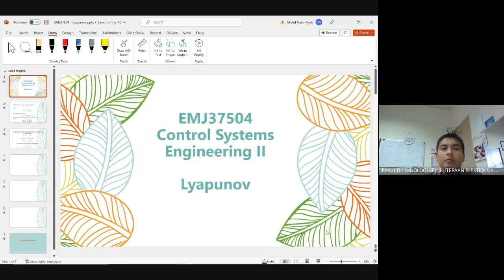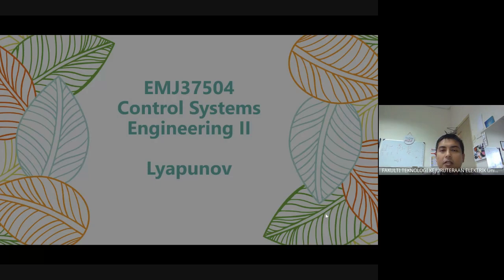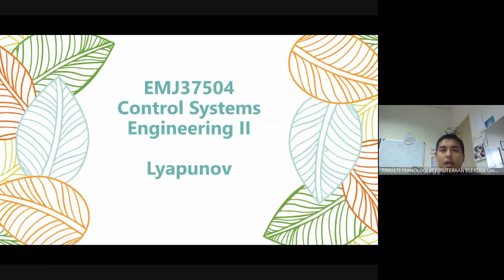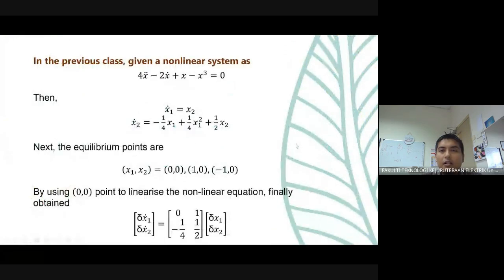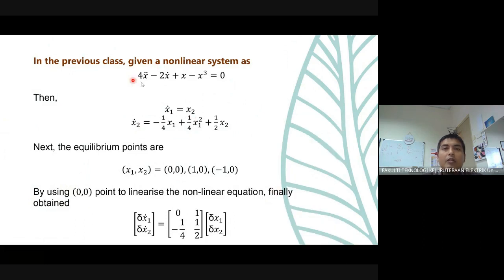So the final title is Lyapunov. Before I proceed with the lecture, I would like to recap what we did last week on the final chapter for the nonlinear system. In the previous class, I gave you a nonlinear system. How do you know this is a nonlinear system? Because of this parameter, x to the power of 3. This makes the system nonlinear.